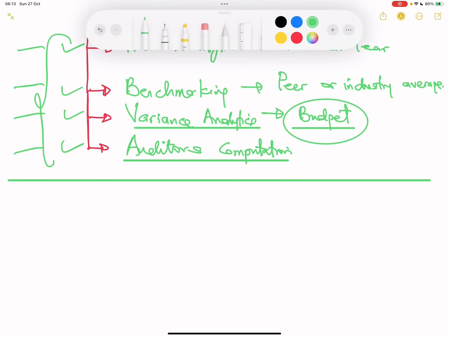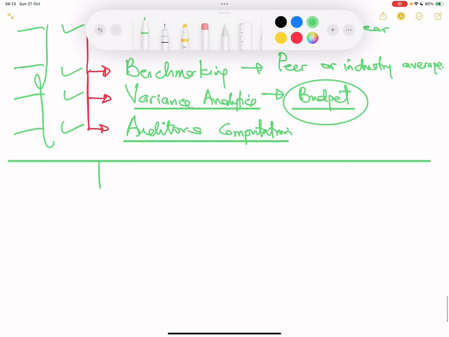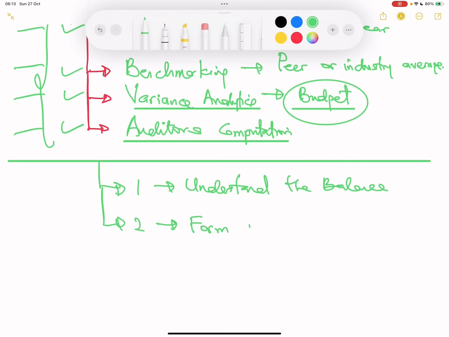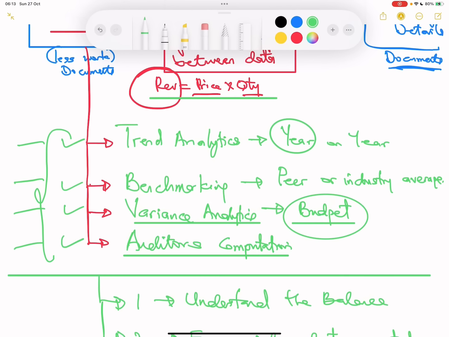So in terms of steps, let me give you steps for analytics to help you. Step 1 is usually to understand, because if you don't understand the balance, you cannot form expectation. When you understand the balance, okay, this is revenue, revenue must be price times quantity, then you can now form independent expectation. And remember, your independent expectation can be any of those 4 above. It can be previous year, it can be industry average, it can be budget, or it can be your own auditor's calculation.